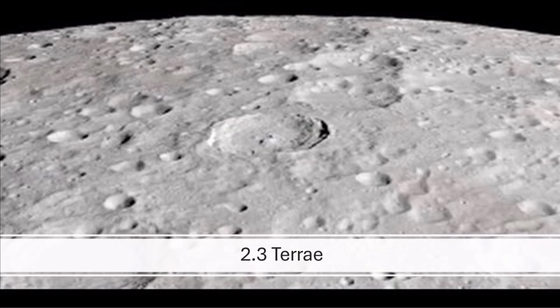Okay, so let's talk about different types of lunar features. First, there's terrae, which are the grey bits of the moon. It's terrae, plural, terra, singular, and this is obviously Latin. Most of the moon is covered by terrae. They're bright, hilly moon highlands.